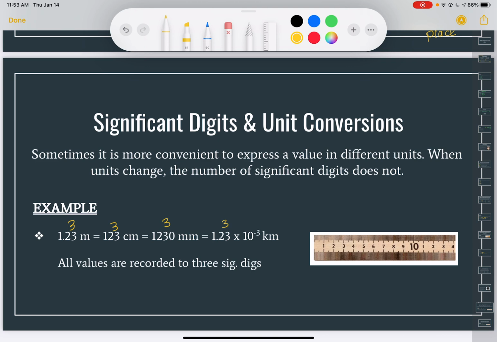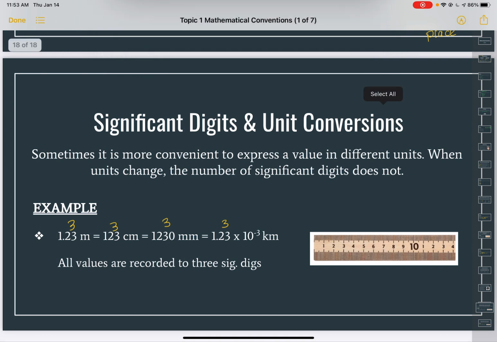Okay, so that's a sort of overview of significant digits. And that is it. That's really all I have to go over with you today. So keep this stuff in mind as you continue through the physics unit. All right, and let me know if you have any questions, then I can help you out.